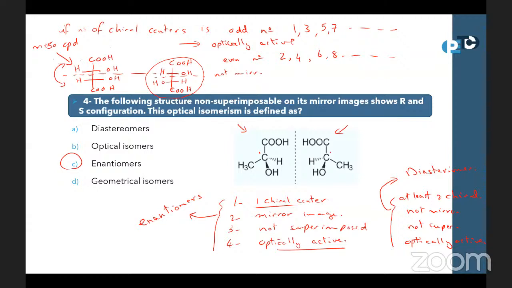Yes, Shrenik, please ask. Yeah, sir. Only R and S configuration only comes in enantiomers, right? No, it may be diastereomers also.